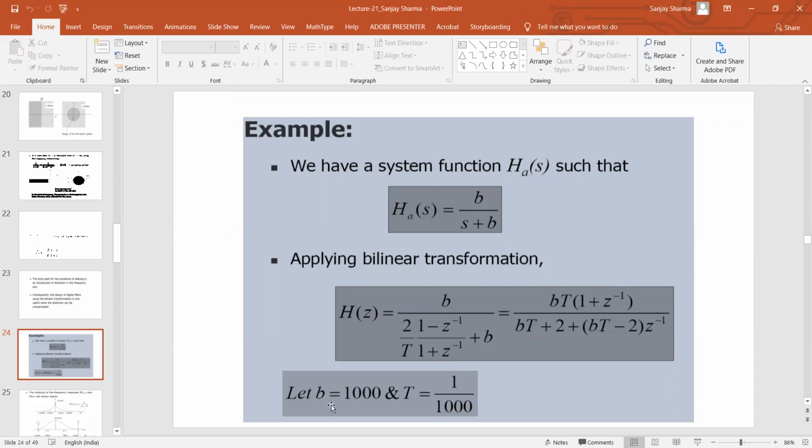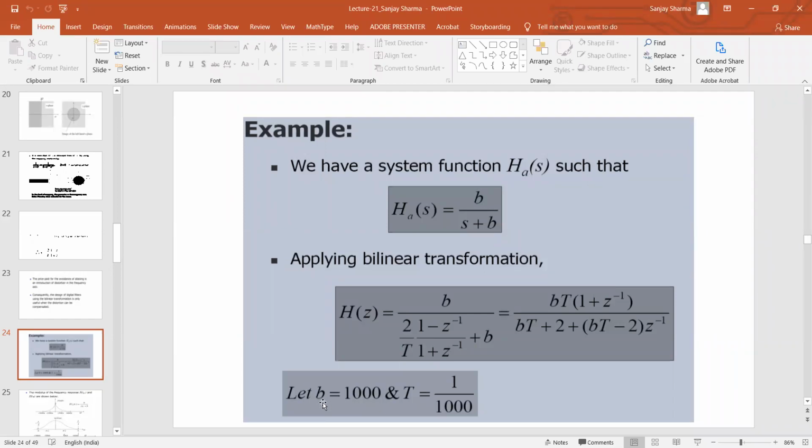Now, to explain the frequency distortion that I was talking about, I am taking these values just to give an illustration of how the frequency distortion will look. Why is this frequency distortion coming? Because the complete j capital omega axis is being mapped to the inside of the unit circle.